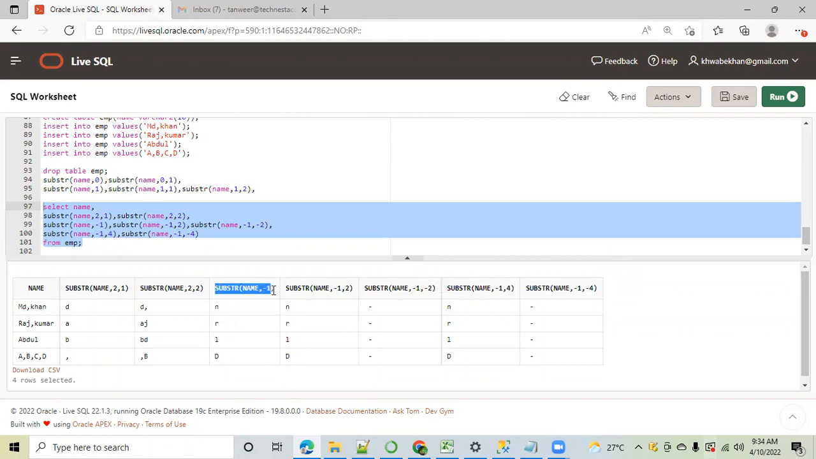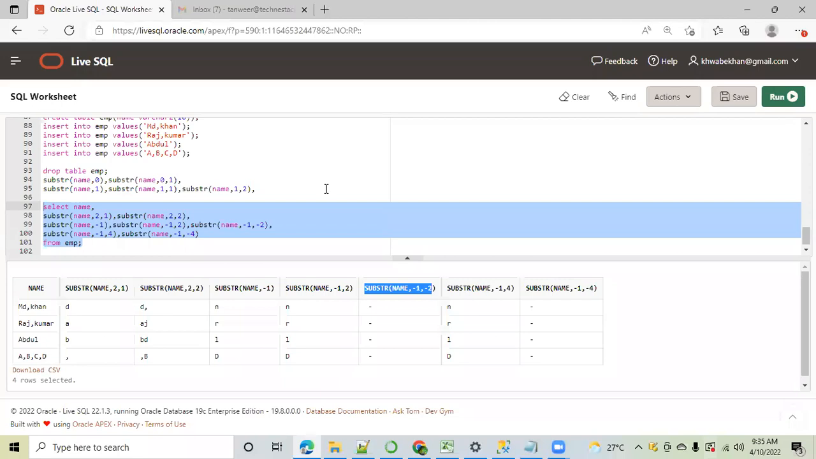If you're using substring name -1 with any positive argument, this will give you exactly the same result. It means the last character of each and every name, right? That's what you have here, here, and here. But now this one, substring name -1, -2 and substring name -1, -4, you didn't get any output. Why? Because after -1, if you use any negative argument, that will not give you any result. That's the concept here. And if you're using a positive argument, you will stick to the last character only.